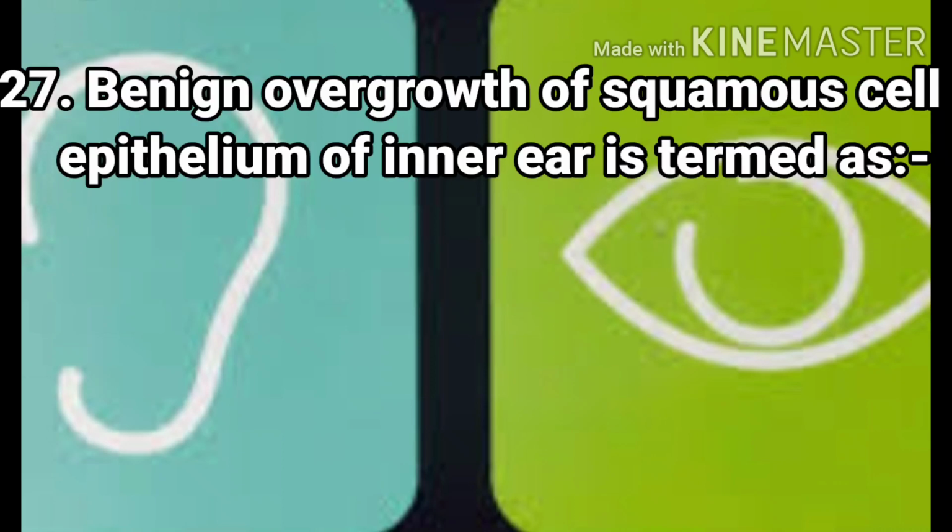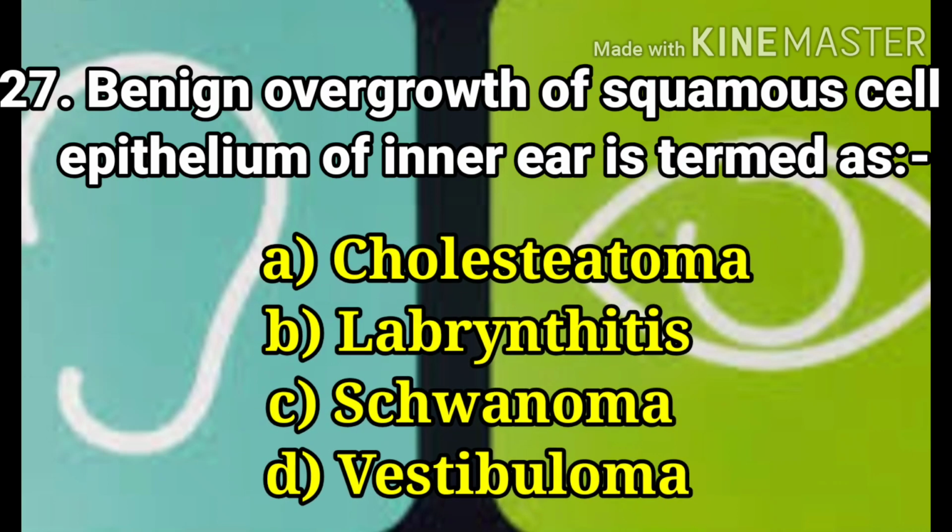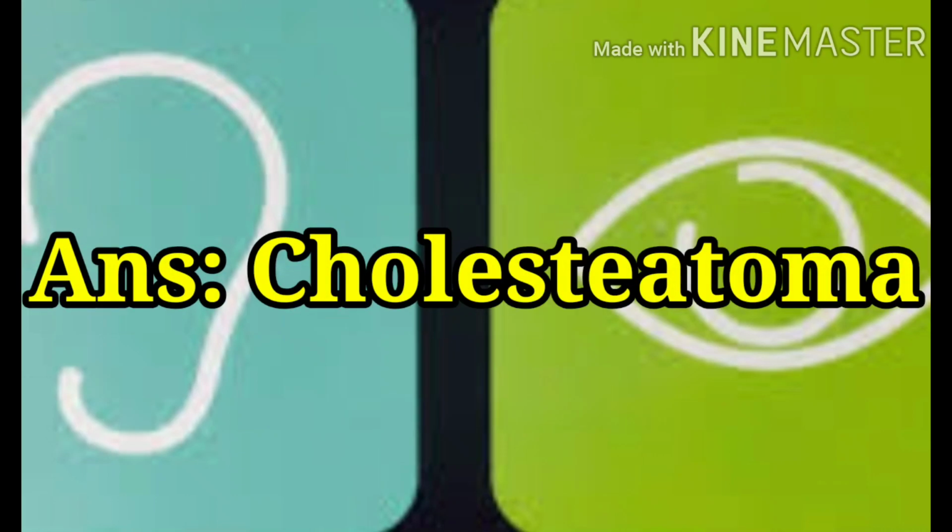The next question, benign overgrowth of squamous cell epithelium of inner ear is termed as. The options are cholesteatoma, labyrinthitis, schwannoma and vestibuloma. Benign overgrowth of squamous cell epithelium of inner ear is termed as. And the answer is cholesteatoma.